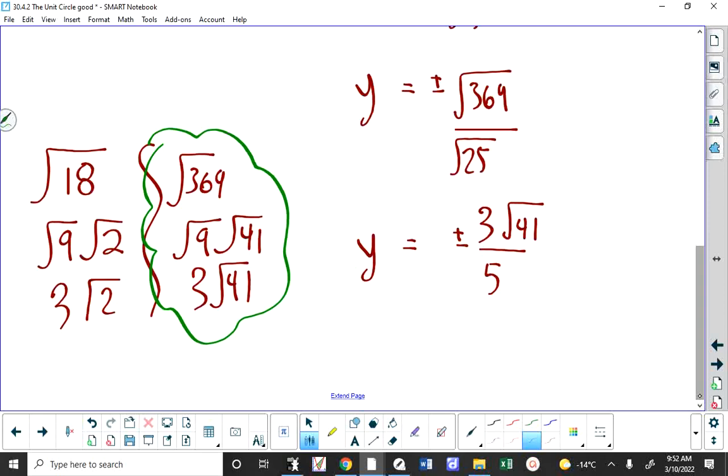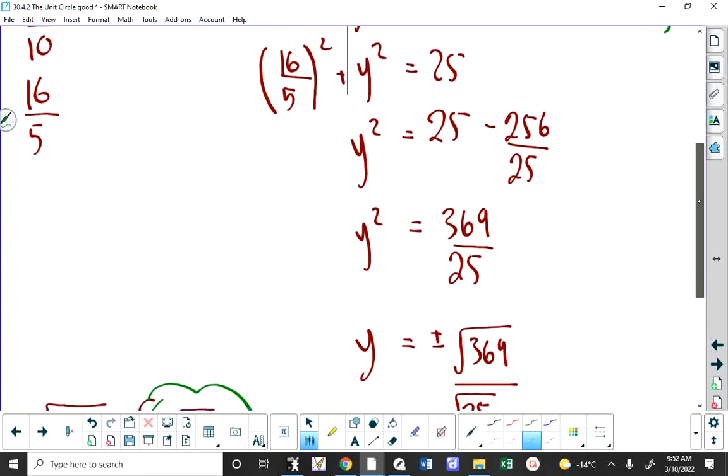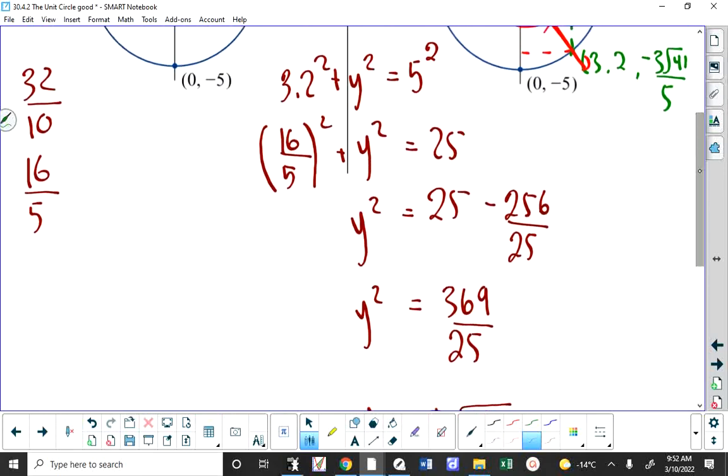That's interesting. If what you're saying is what I think you're saying, I've never heard of people doing that before, but it works. You're saying, I'm going to multiply... We're talking about from here. I'm going to change this to 25y squared equals 625 minus 256. That's really good. I like that. I'm going to remember that.